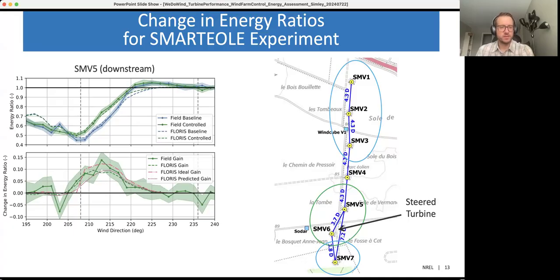All right, so also on this plot, you can see there are some wind directions where there's a loss in energy with wake steering. And so we of course want to account for that when we determine what the total impact of wake steering is.